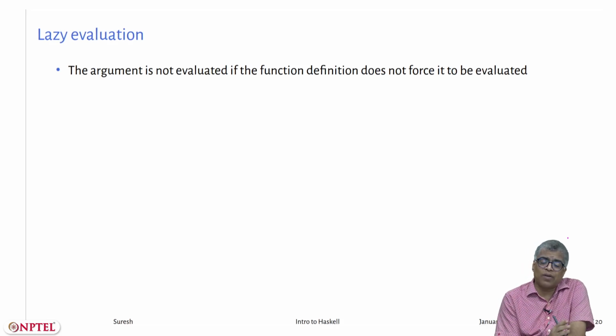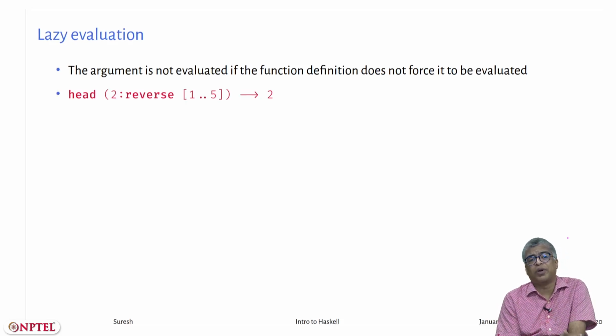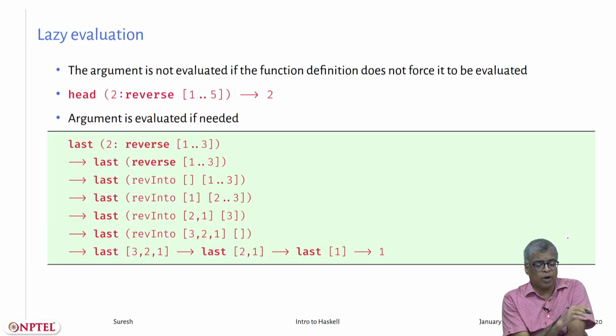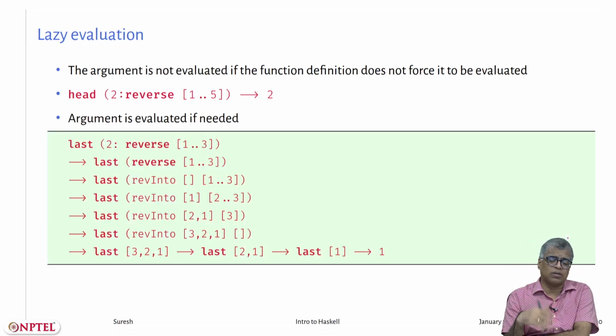So the argument is not evaluated if the function definition does not force it to be evaluated. In head of 2 colon reverse 1 dot dot 5, you will just get 2 because the definition of head is head of x colon whatever is just x. Okay. But the argument is evaluated if needed.